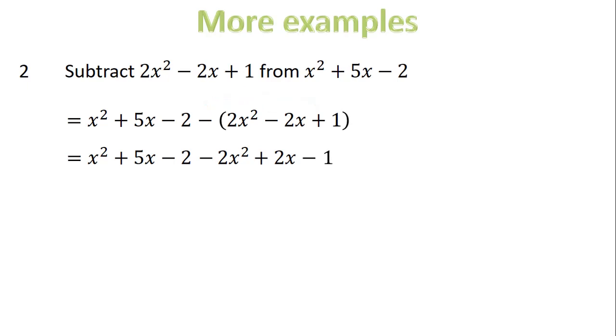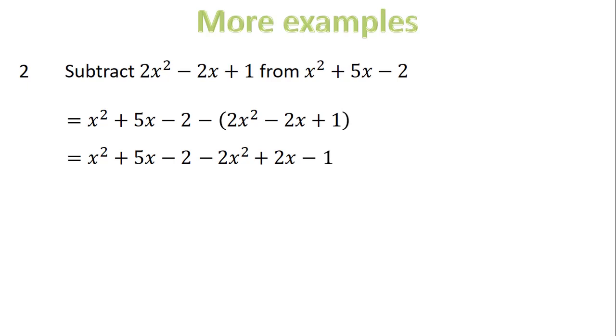Have a quick look. When we subtract the 2x squared minus 2x plus 1, all that happens is that every single sign in the bracket changes. So the 2x squared becomes minus 2x squared, the minus 2x becomes plus 2x, and the plus 1 becomes minus 1. See how the signs change.